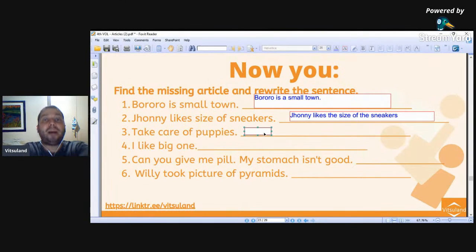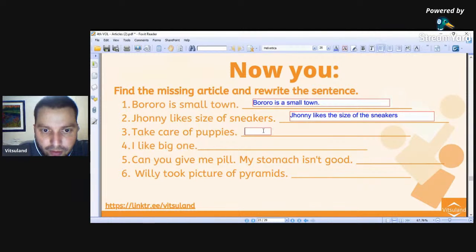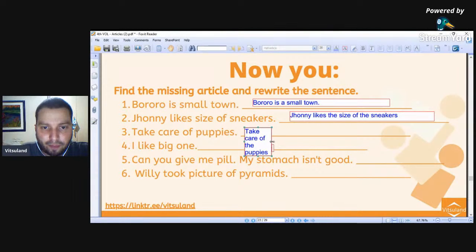Take care of the puppies. I'm already giving you the answers. So, take care of the puppies, okay? The puppies, because there are more than one, not just one. So we use "the" because they are plural, okay? We just reduce this one. Let me organize this. Take care of the puppies.